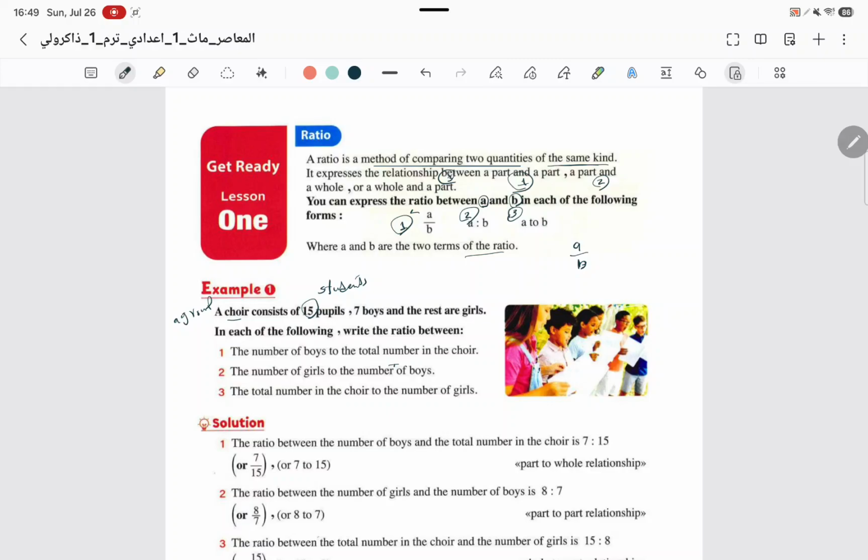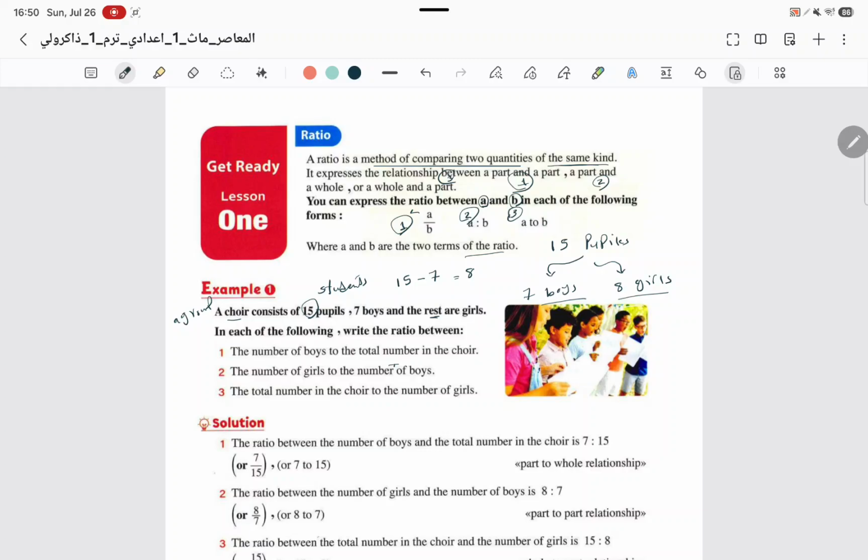And he said 7 of these pupils are boys. So we have 15 pupils, and we have 7 boys, and the rest are girls. What is the meaning of the rest? It means we have 15, and 15 subtract 7 boys is 8. So 8 girls. We have 7 boys and 8 girls.